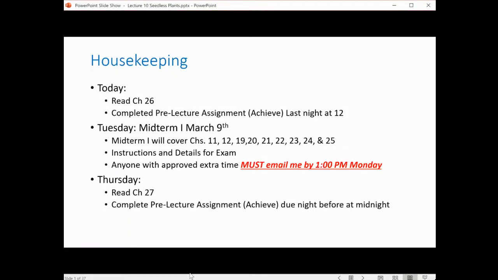Your exam will be all multiple choice type questions, again formats that you are familiar with in Achieve. You will have that available to you. You will have 75 minutes to complete the exam.